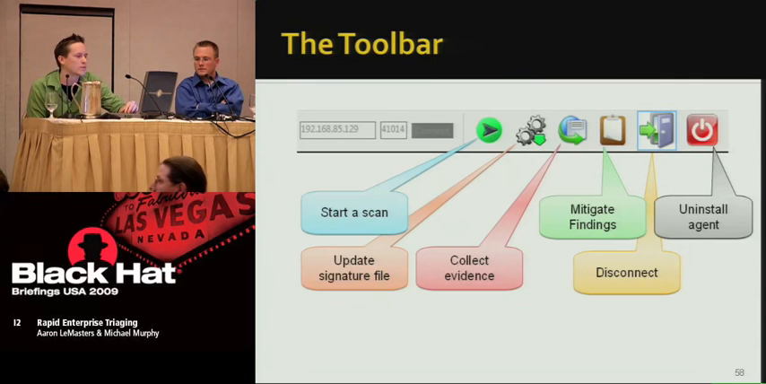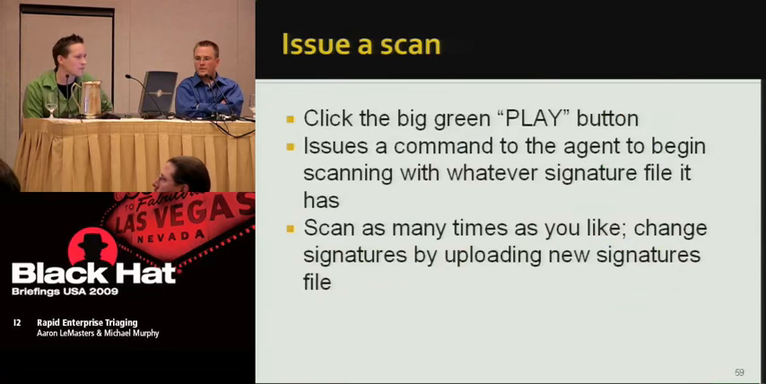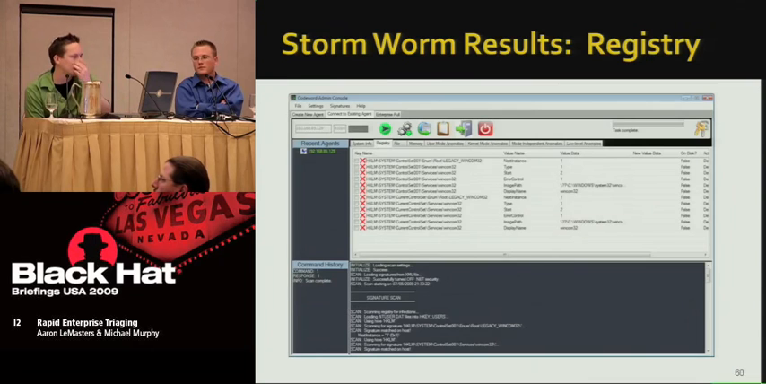Whatever files you found during a scan, you can just checkbox them and download them for further analysis. Mitigate is, again, just cleaning up what you found, and disconnecting and uninstalling the agent. So you can scan multiple times. Like I said, if you have something you want to add to a signature, you can easily update the signature file and reissue the scan.